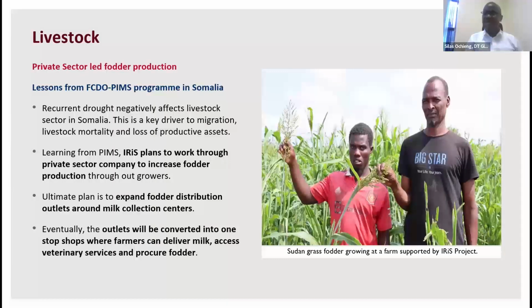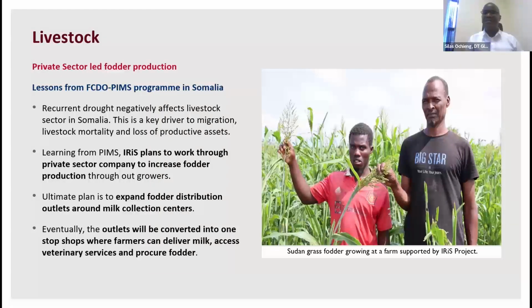On livestock, we understand the livestock sector is a key driver of the economy of Somalia and the greatest contributor to the GDP of the country. And some of the constraints, especially the recurrent drought, are really a big shock for these pastoral communities. So what we're doing, based on the systems analysis that we did at the beginning in the consultations, is that access to fodder is a critical input in the system.